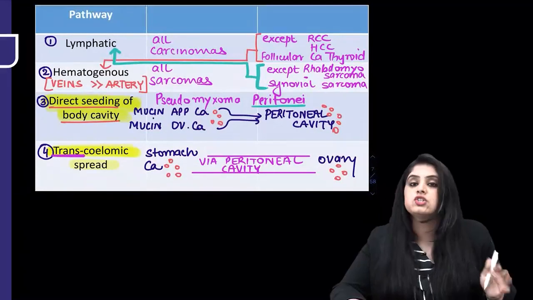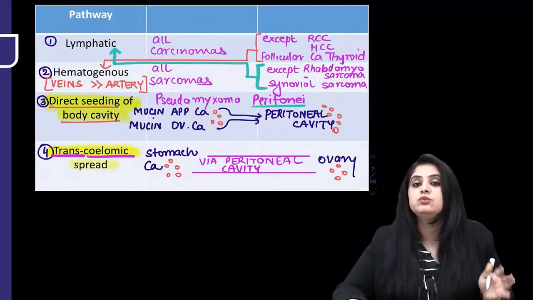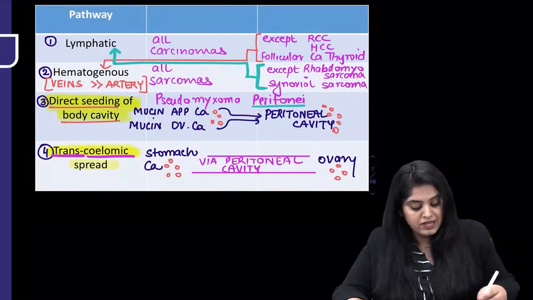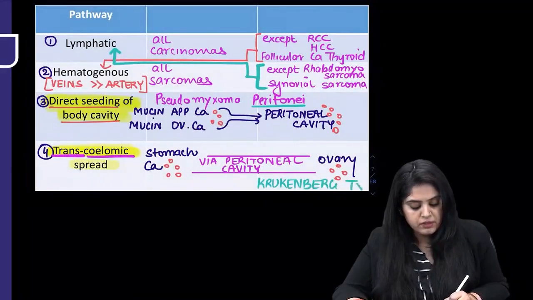So that is for transportation. For transportation they are using the body cavity. That is a transcoelomic spread. What is this situation known as? When any cancer goes to the ovary, what is that condition known as? Krukenberg tumor. This is referred to as the Krukenberg tumor.